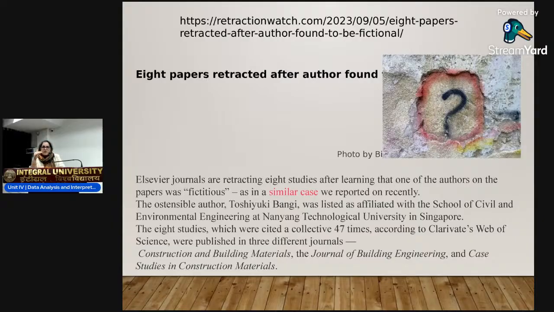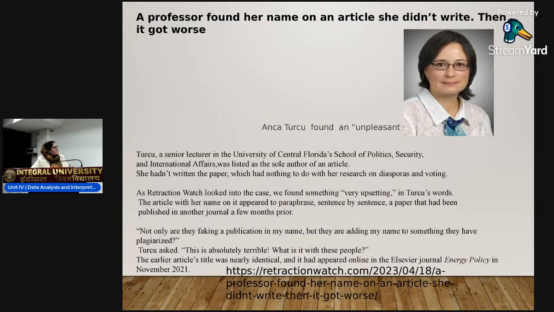They can create fictional authors. They can steal identities. I'll show you a case of stolen identity. So Elsevier journals are retracting 8 studies after learning that one of the authors on the paper was fictitious. Yoshiyuki Bangi. What a nice name to have, right? So इनका नाम इन्होंने यूज करा. Another person का तो आइडेंटिटी ही यूज किया.